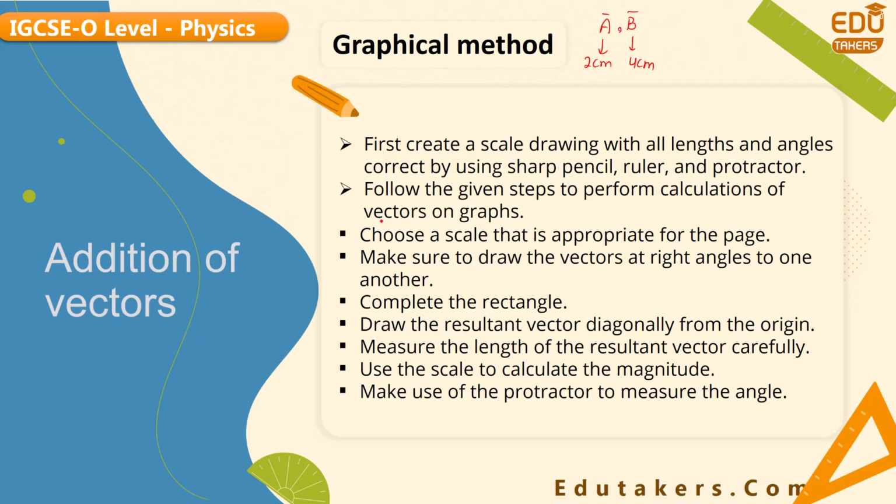Then you have to follow the following steps. First, create a scale drawing with all lengths and angles correct by using a sharp pencil, ruler and protractor. All of these things are used to draw the angles and lengths correctly. Follow the given steps to perform calculations of the vector on a graph. Step 1. Choose a scale that is appropriate for the page, suitable for the page.